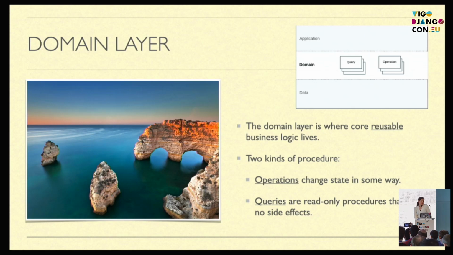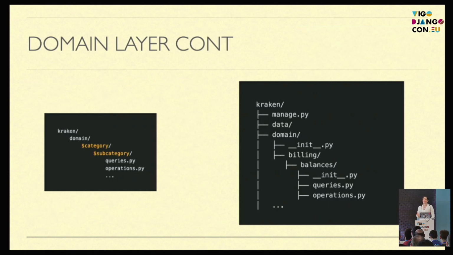And the second type is queries. Queries are read-only procedures that have no side effects. So the domain layer is a large layer in Kraken. It's our fattest layer. We make sure the modules in the domain layer are discoverable. That's why we organize packages by domain category and subcategory, as you can see here. And we locate queries in modules called queries and operations in modules called operations.